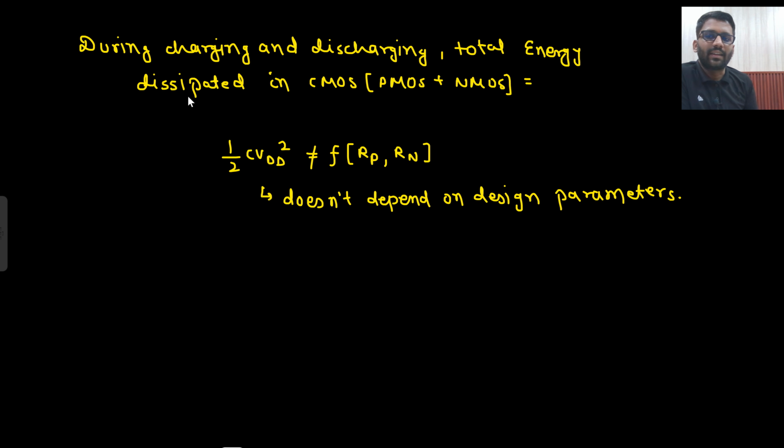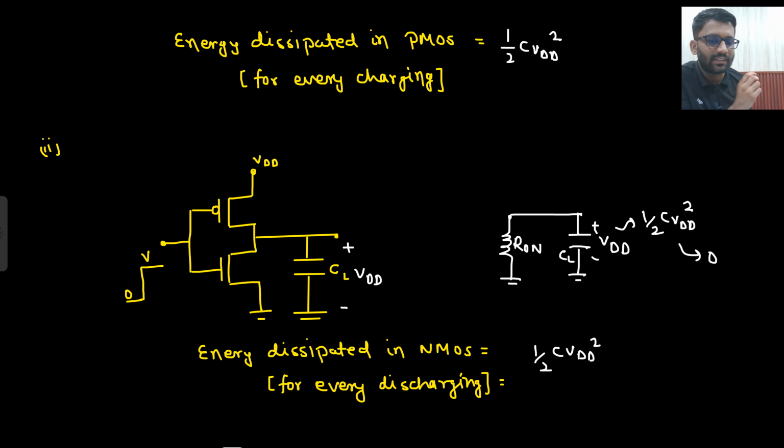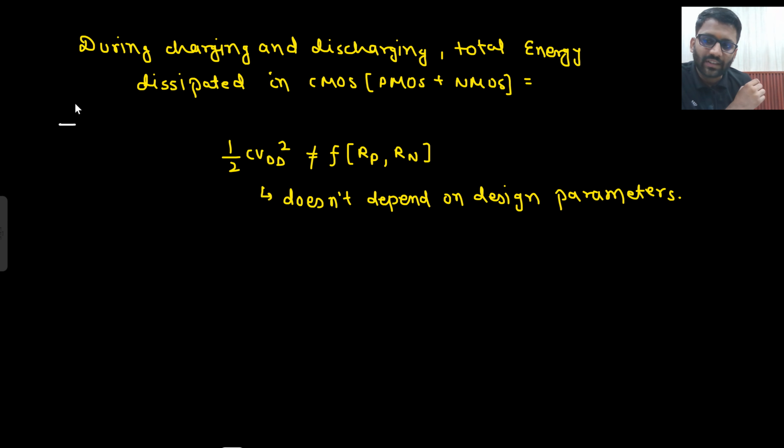So in a complete cycle, during charging and during discharging, what is the total energy dissipated in CMOS? First the output was charging in this case, and then it was discharging. What I mean by that is, if you are going from 0 to 1, that means the output is discharging. If you are coming from 1 to 0, that means the output is charging. You can see this is the case, 0 to V volt you can say, and in this case there will be charging.